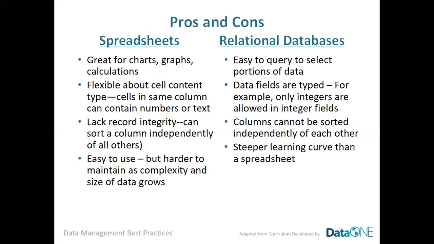Now, some of the differences with relational databases are that they're very easy to query and select data or pull out portions of the data, or if you want to run analyses on just different parts of the data. You can also type the field, which means you are able to hardwire into the field whether it's going to be an integer or a decimal, or it's going to be just text, and you can also say text can only be 20 characters or less, etc. You cannot sort columns independent of each other. But on the downside, they do have a steeper learning curve if you're not familiar with relational databases.